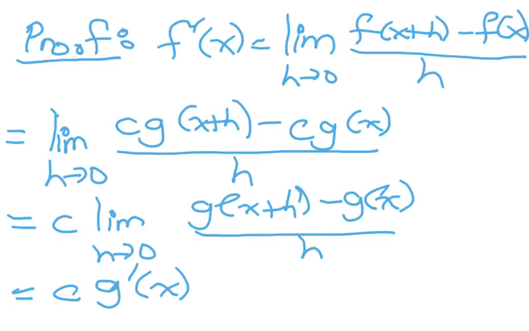What this theorem tells us is that if we have a function whose derivative we know, we can multiply that function by a constant, and that just means we multiply the derivative by the same constant. So that's going to be our second rule, or second theorem. And the third theorem that we're going to see in this section is as follows.